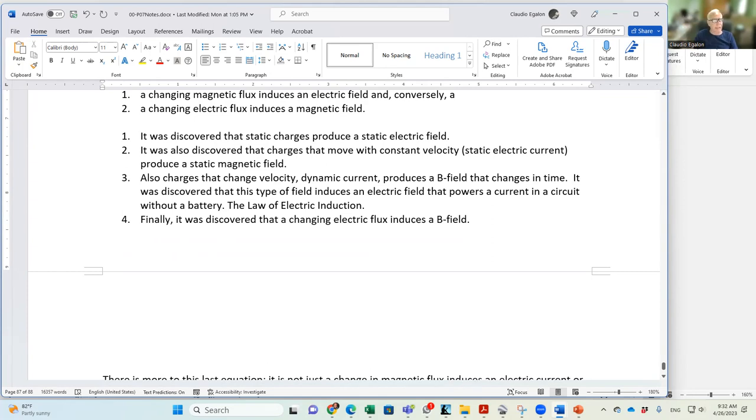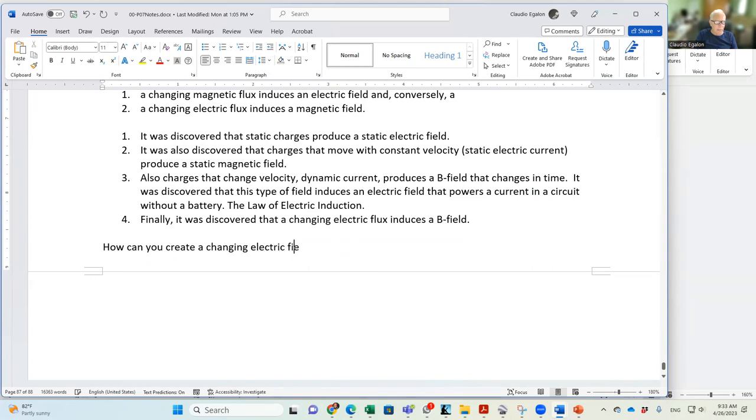How can you generate a changing electric field? How can you generate a changing magnetic field? You already know how to create a changing magnetic field, but how can you create a changing electric field and consequently a changing electric flux? That's not difficult. Okay? It has everything to do with moving charges.